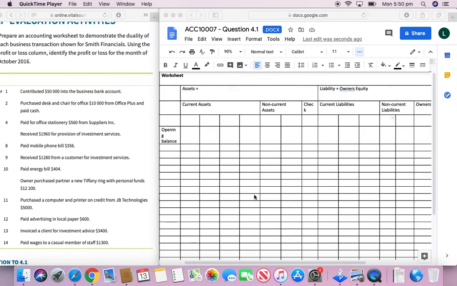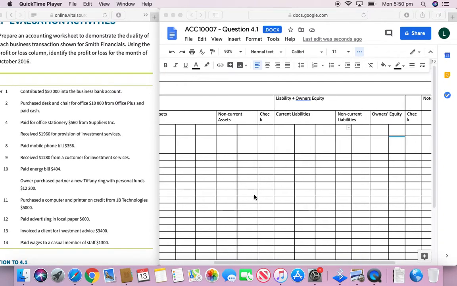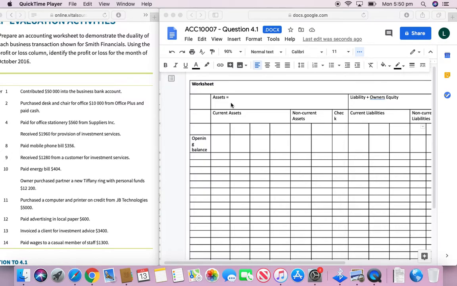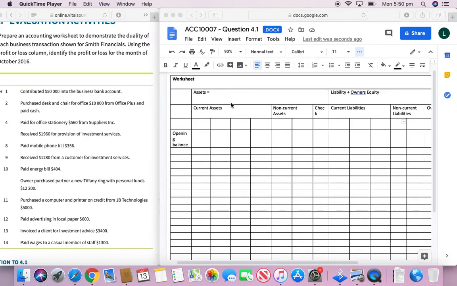So this is the blank worksheet you'll be provided. You do need to know this for possible assessment. But basically this is like a balance sheet and a P&L all in one. So you've got your assets here, your current assets and your non-current assets. So current means under 1 year. Non-current assets means over 1 year.